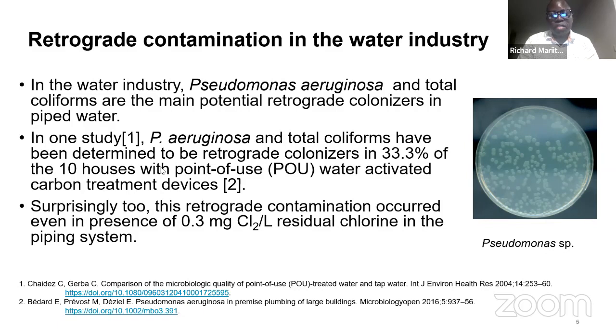Some homes have been studied, and what we know now is that even if you have activated carbon treatment devices in your system, that does not prevent organisms like Pseudomonas aeruginosa from coming in and colonizing your system due to retrograde contamination. We are even surprised that even if you have a little bit of chlorine, what we call the residue chlorine, which is like 0.3 milligrams per liter in your system, you can still have these organisms being able to grow because they are resistant to these chemicals as well. So that's why we strongly need some alternative strategies to be able to combat retrograde contamination.